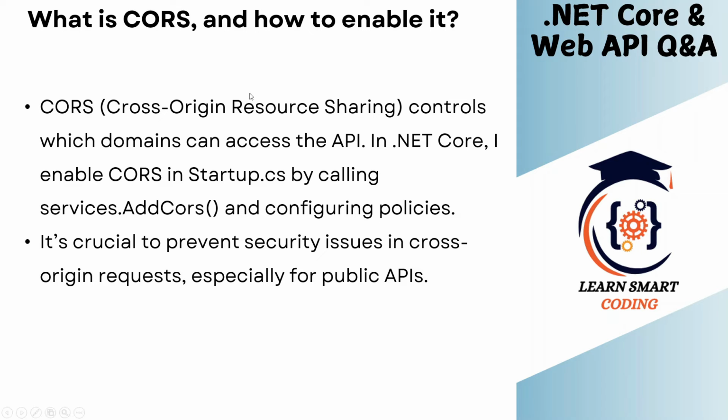Now, in order for the UI, one domain, to talk to a different domain, this cross-origin resource sharing should be enabled in the .NET Core. Only then will this work. If not, it will give you an error called CORS, which you will see in the console of the application.